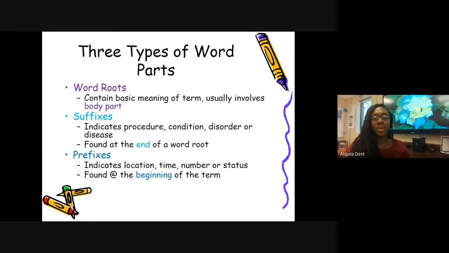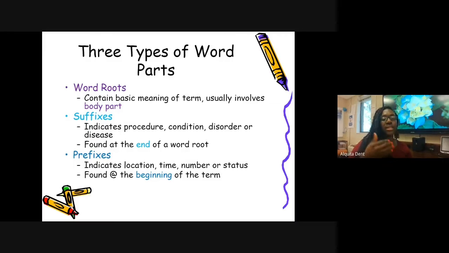Okay, so medical terms typically have 2 to 3 parts. It just depends on the term. But the 2 parts you will always have are the word root and the suffix. You always have those 2 pieces. Prefix, you may or may not have one for a term, and we'll look at some.